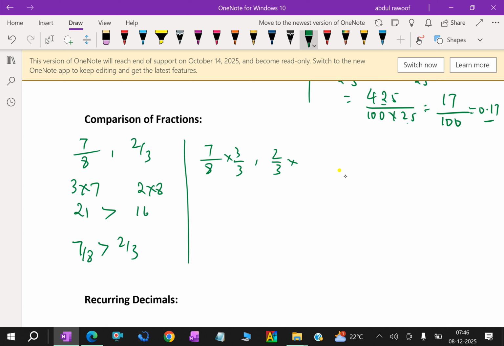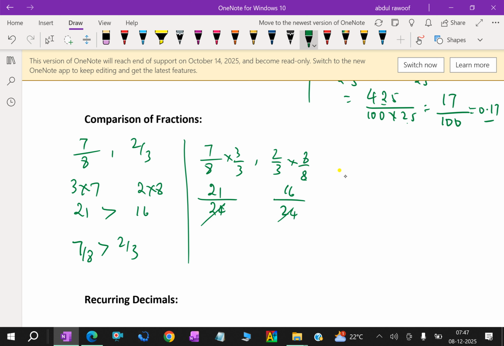In 24, how many 3s are there? 8. Now it becomes 21 over 24 and 16 over 24. Here the denominators are equal, so we can consider only the numerators.